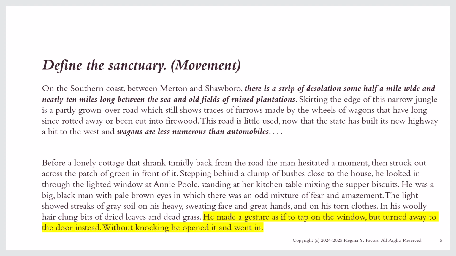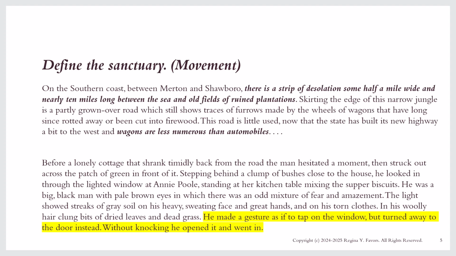Stepping behind a clump of bushes close to the house, he looked in through the lighted window at Annie Poole, standing at her kitchen table mixing the supper biscuits. He was a big black man with pale brown eyes in which there was an odd mixture of fear and amazement. The light showed streaks of gray soil on his heavy, sweating face and great hands, and on his torn clothes. In his woolly hair clung bits of dried leaves and dead grass. He made a gesture as if to tap on the window, but turned away to the door instead. Without knocking, he opened it and went in.